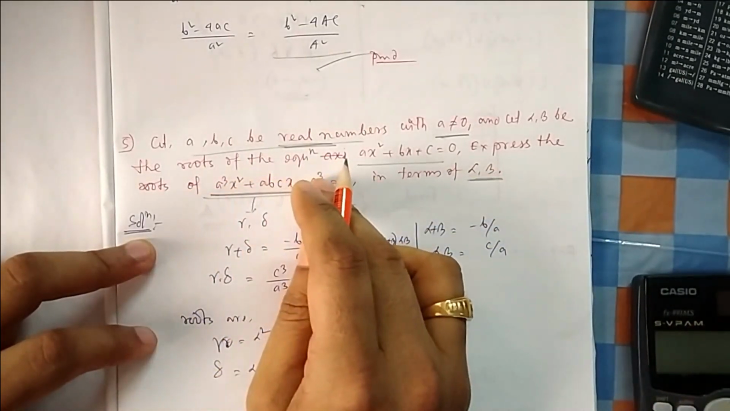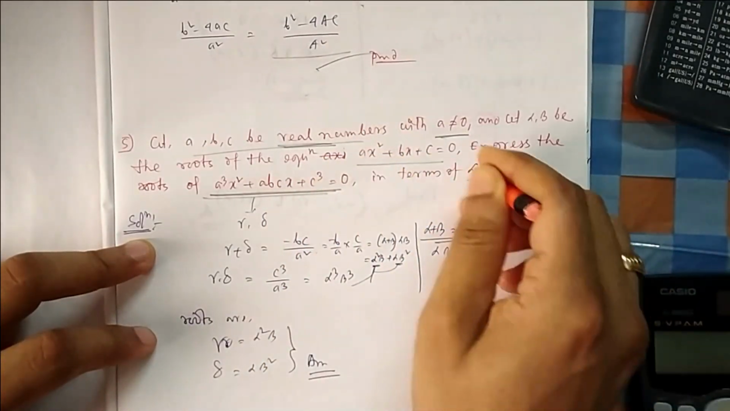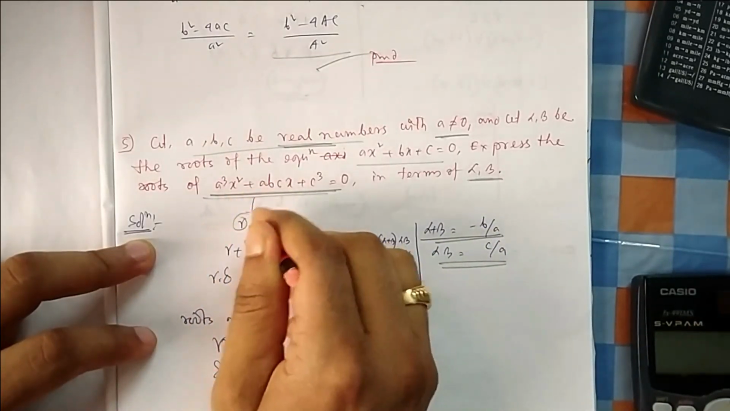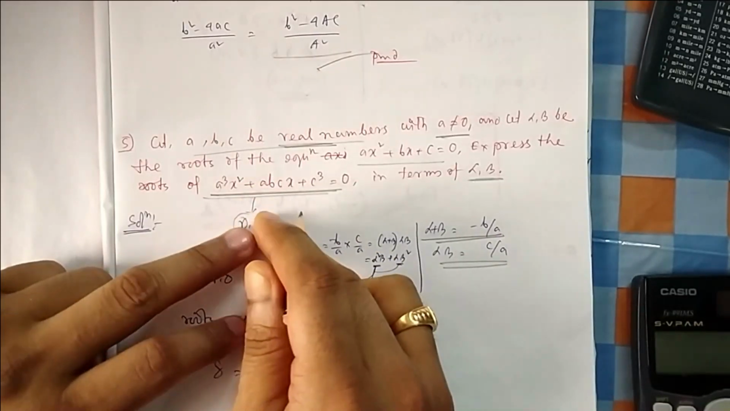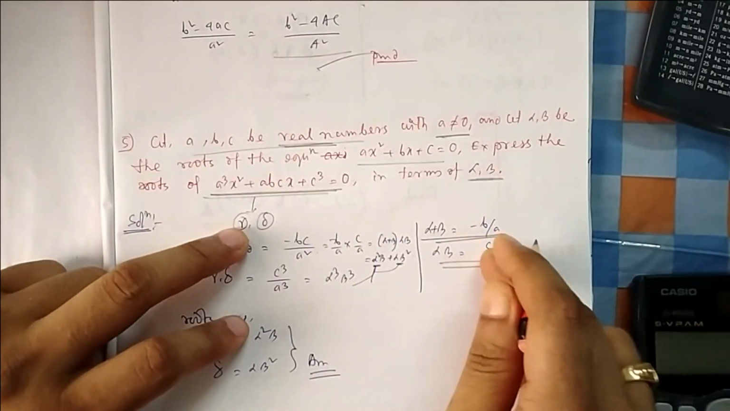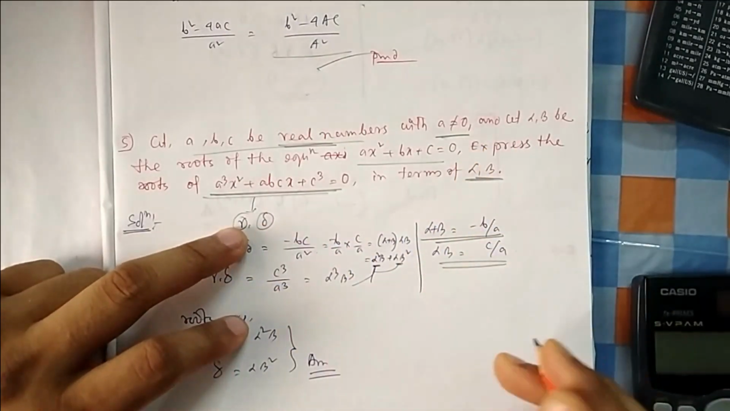Here there are lots of a, b, c, so we can correlate them. If I take alpha plus beta as minus b by a, alpha beta equal to c by a, so let me write the roots. Let the roots of this equation be gamma and delta. Then if I write the sum and product of gamma and delta, I will get A, B, C, and I will replace that A, B, C from here in terms of alpha and beta, because I need to express it only in terms of alpha and beta.